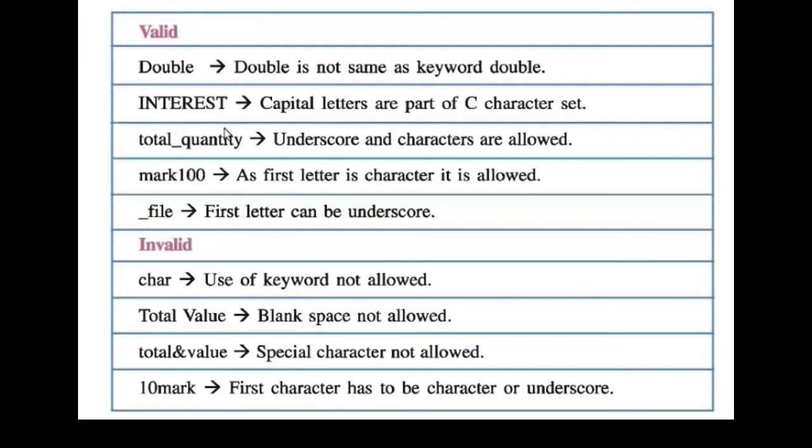Then total underscore quantity. When we want to create a variable name with multiple words, we can differentiate the different words by underscore. Okay, underscore is permitted. Then mark100. Numbers are also permitted in a variable name. So this is a valid variable name. This is underscore file. Since we know that a variable name can start with an underscore or an alphabet, this is a valid name.